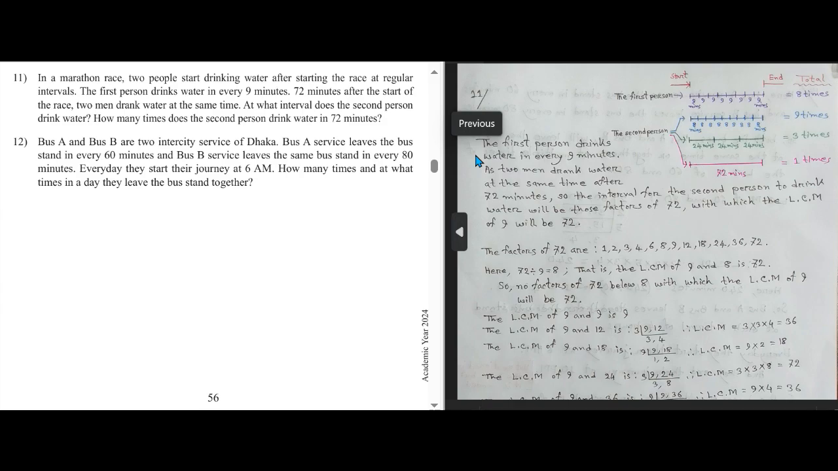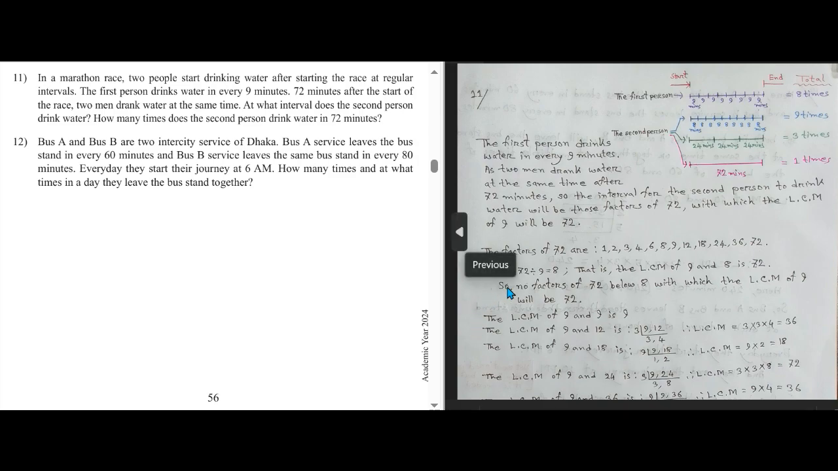So you can start like that. The first person drinks water every 9 minutes, as two men drank water at the same time after 72 minutes. So the interval for the second person to drink water will be those factors of 72 with which the LCM of 9 will be 72. The factors of 72 are 1, 2, 3, 4, 6, 8, 9, 12, 18, 24, 36 and 72.